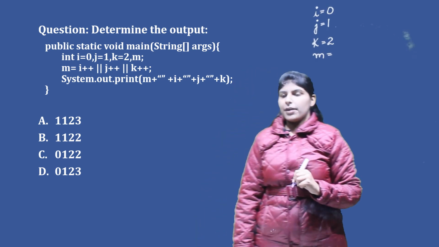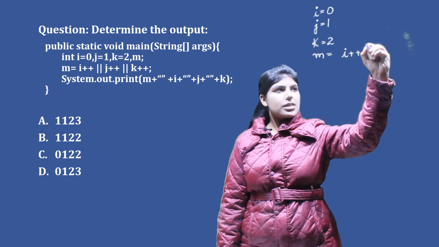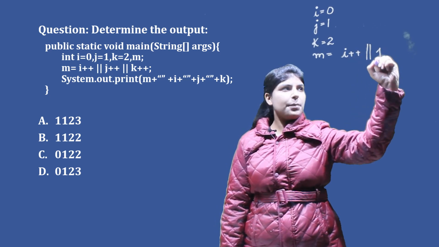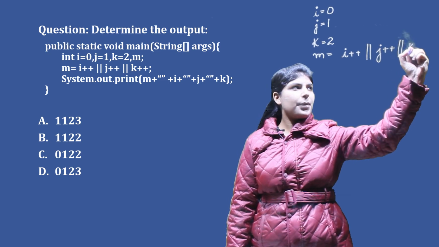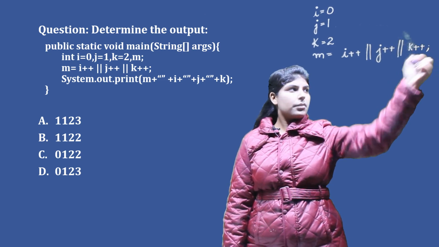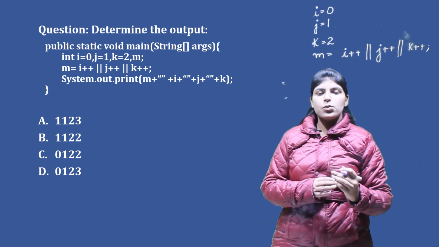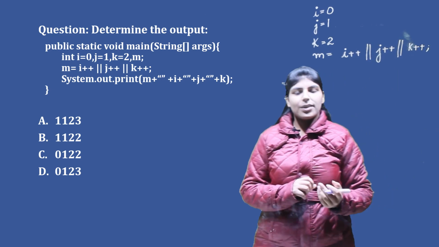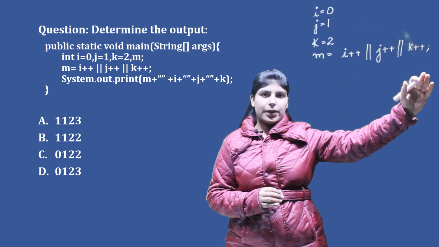So what is the value of M? It is I++ logical OR J++ logical OR K++, right? So all these three are increment operators and they are used in postfix manner. So what does that mean? I'll increment them after this expression is evaluated, right?